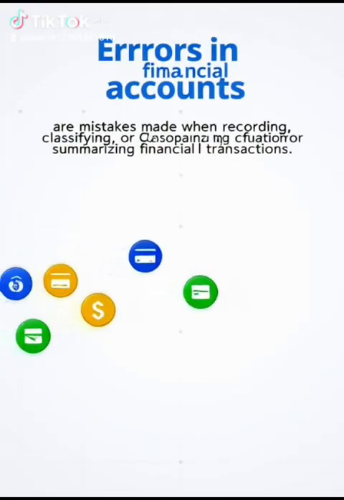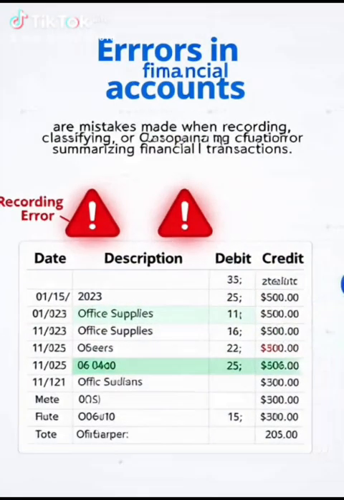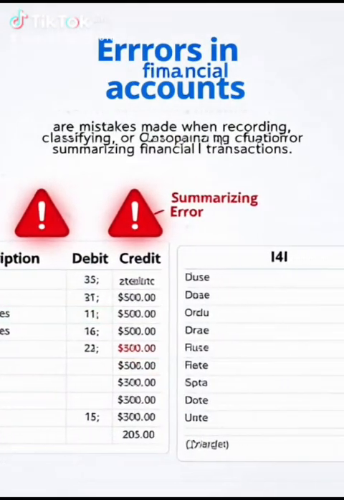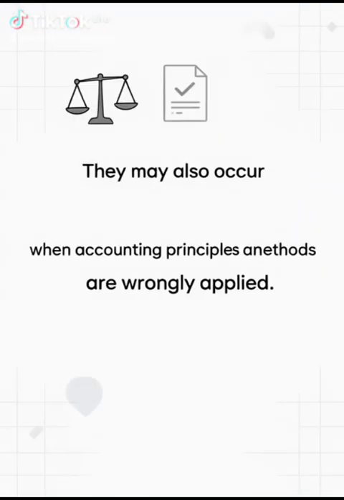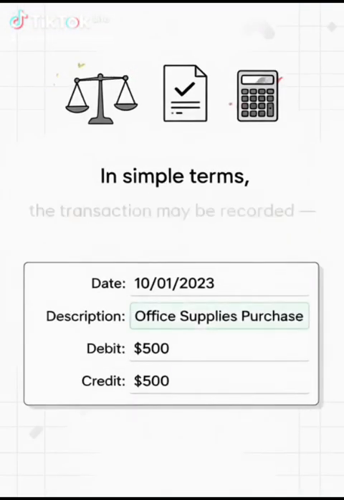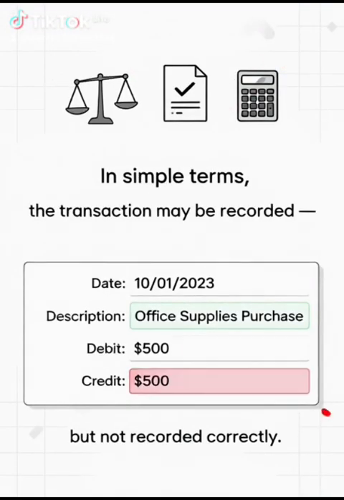Errors in financial accounts are mistakes made when recording, classifying, or summarizing. These errors can lead to inaccurate financial reports. They may also occur when accounting principles and methods are wrongly applied. In simple terms, the transaction may be recorded, but not recorded correctly.